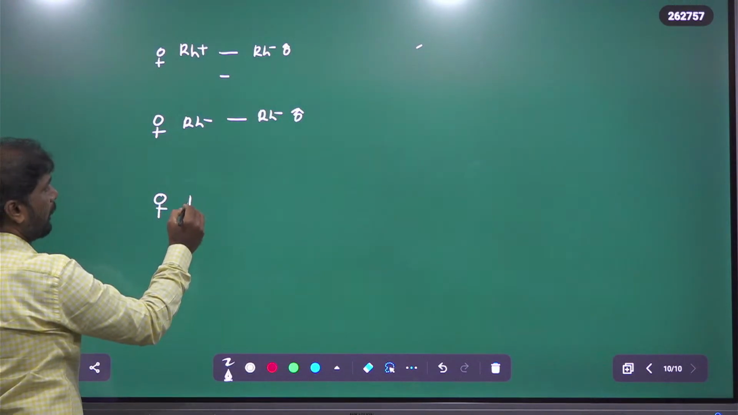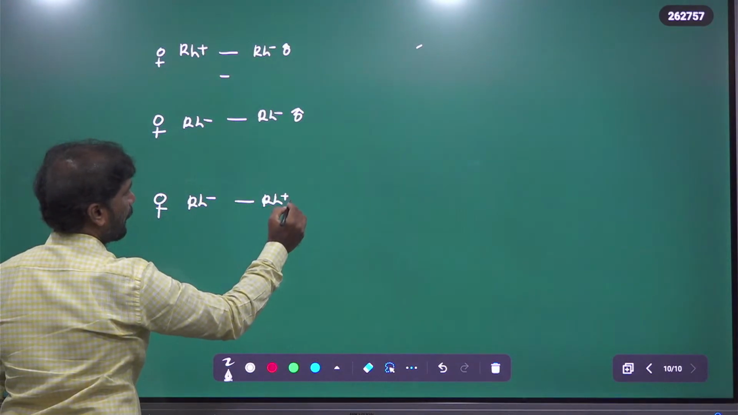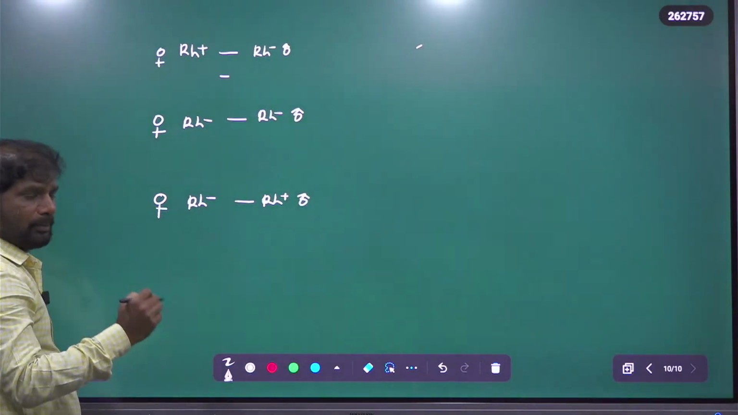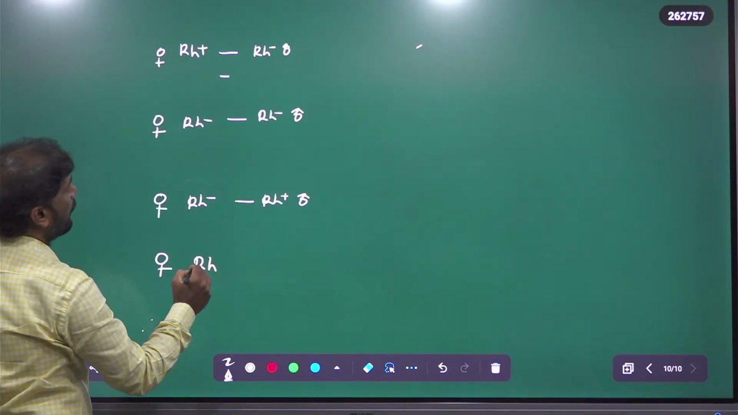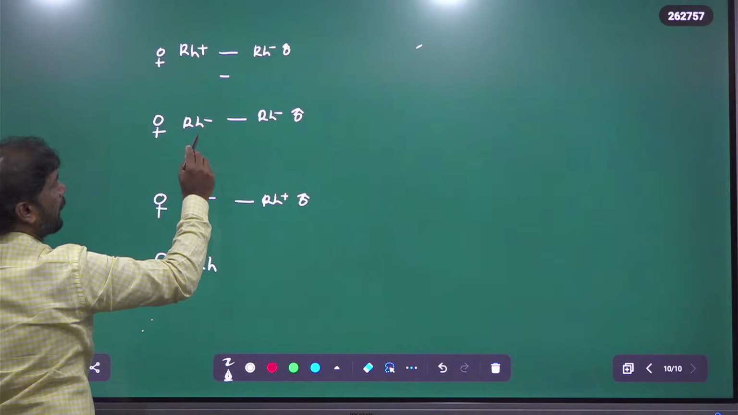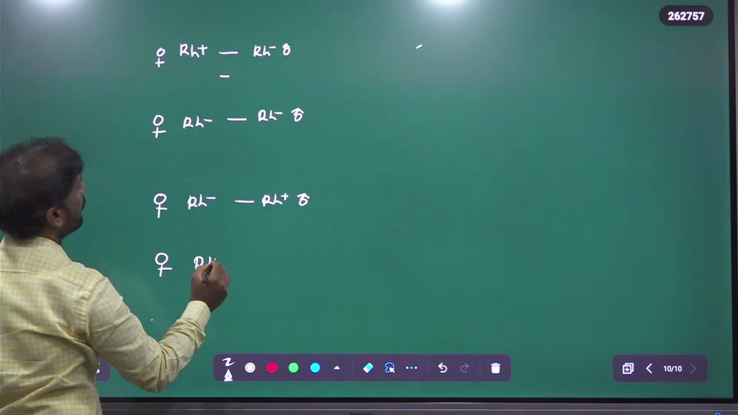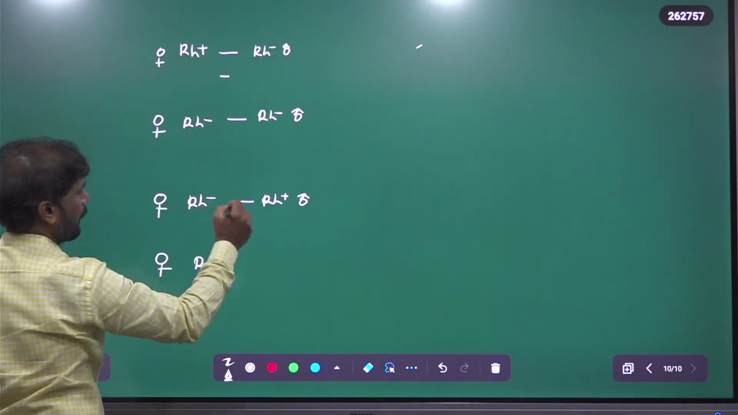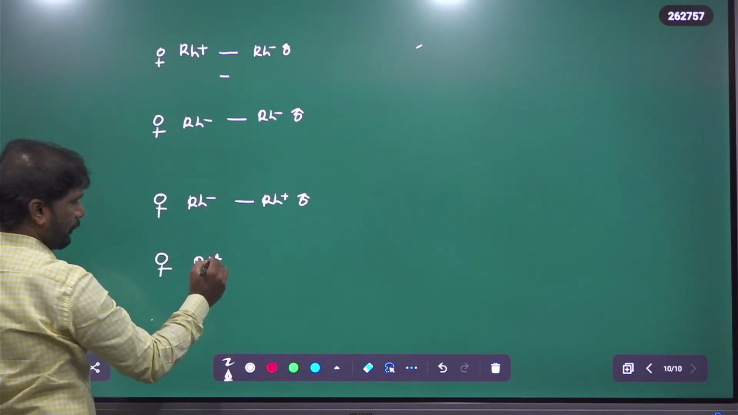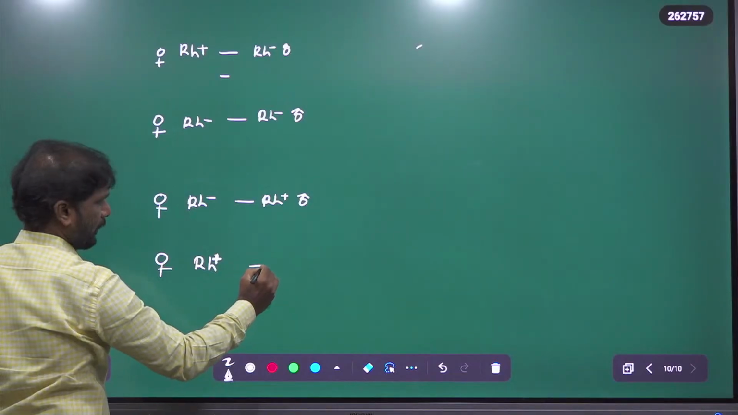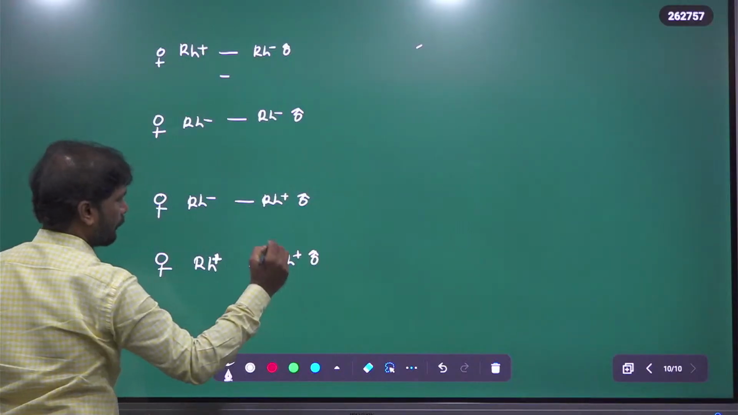The third one: an Rh negative female and an Rh positive male. Is it acceptable or not? And the fourth one: the female is Rh positive and the male is Rh positive.